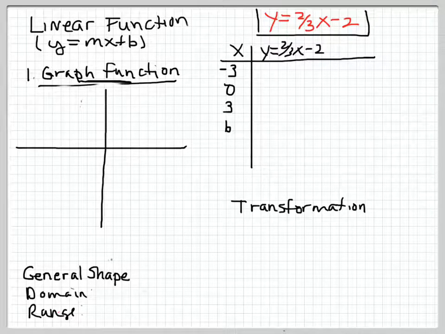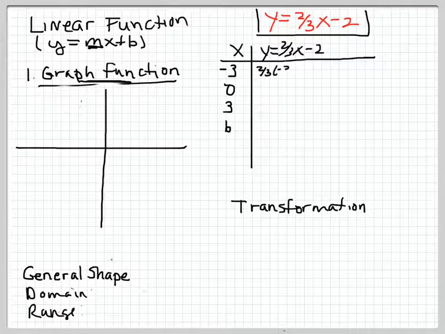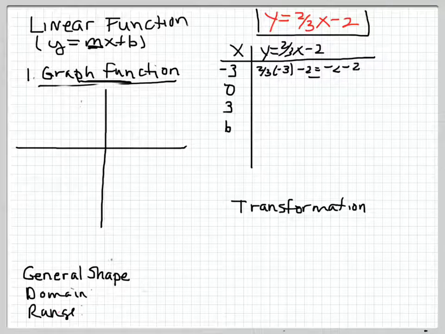Now you might wonder why I counted by threes and went -3, 0, 3, and 6. I did that because the slope, the number m in front of the x, was 2/3. And so by picking multiples of 3, when I substitute them in here, I'm going to be able to get solutions that are whole numbers. 2/3 times -3 is -2, minus 2 would be -4.